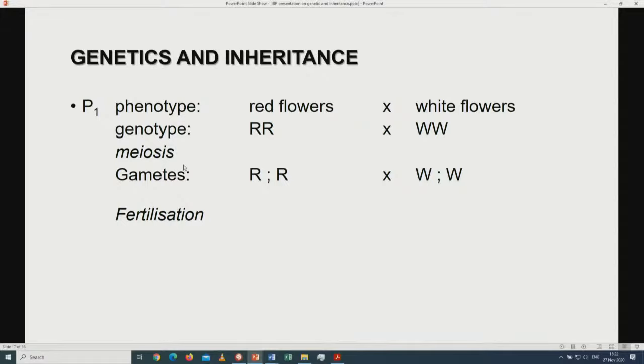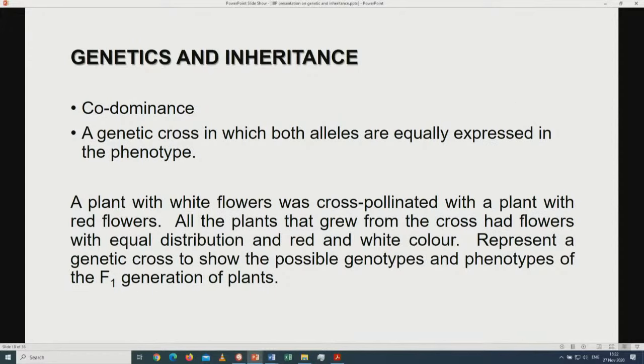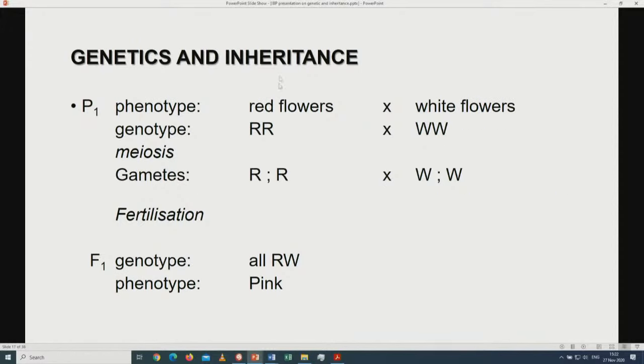And then meiosis occurs, which forms gametes, and then gametes are used for fertilization, and now we know that all the F1 genotype will all be pink, which is the combination of each allele from each generation.